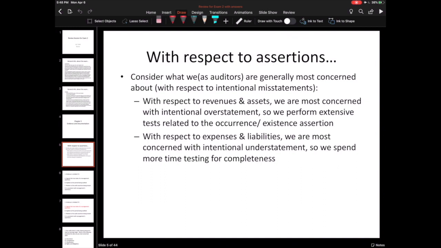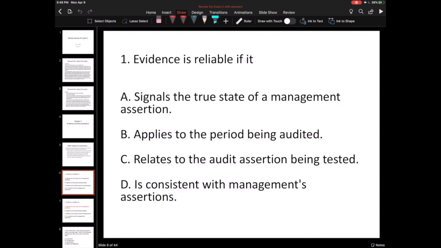Now, this is all for for-profit companies. In the not-for-profit world, we said it's flip-flopped, so we expect them in a not-for-profit to try to overstate the expenses and liabilities and understate the revenues and assets. You would be more worried about existence occurrence for your expenses and liabilities side and completeness for your revenues and assets side. So starting off with the first question, it is about reliability of evidence.